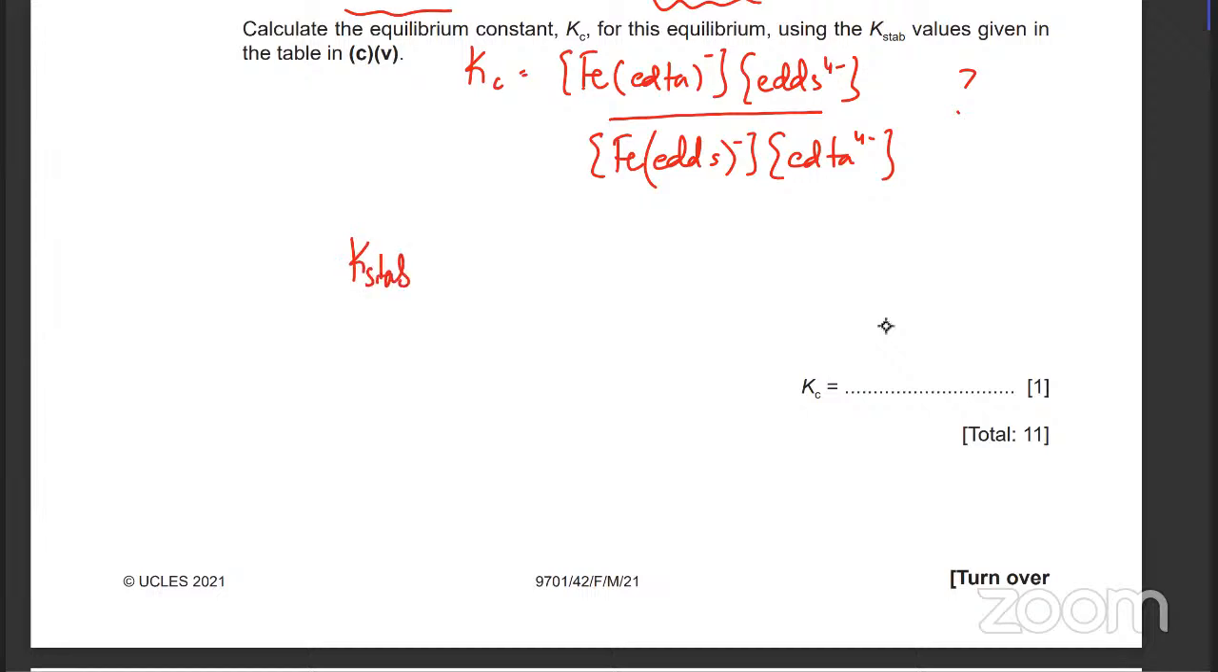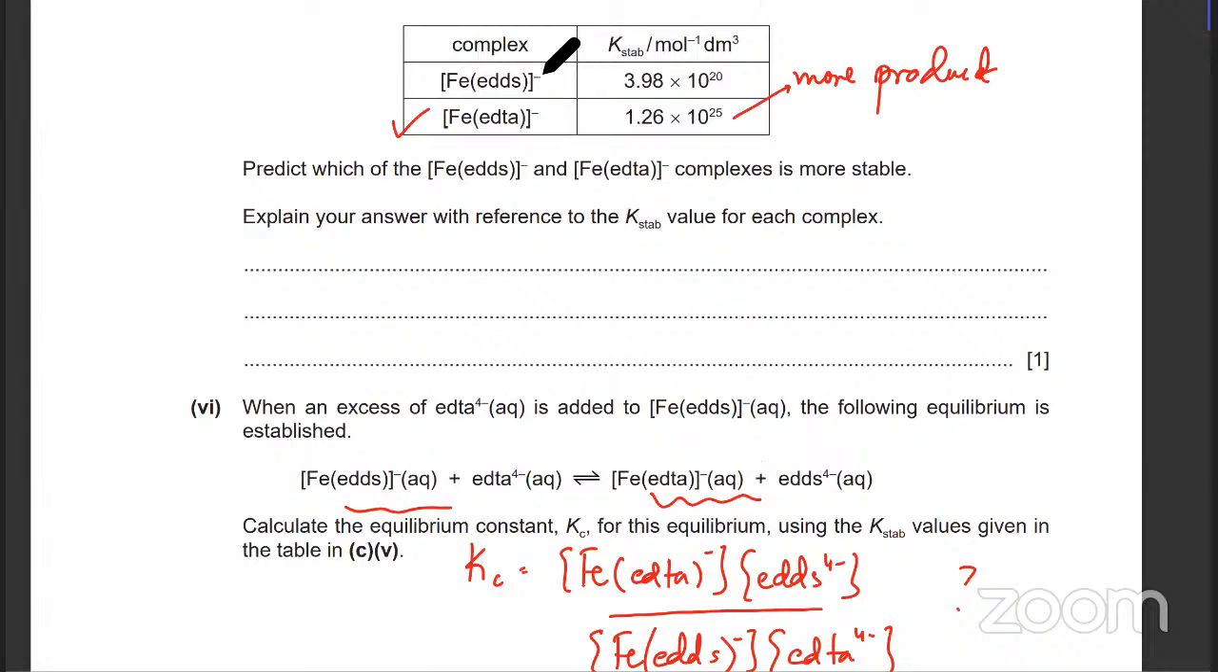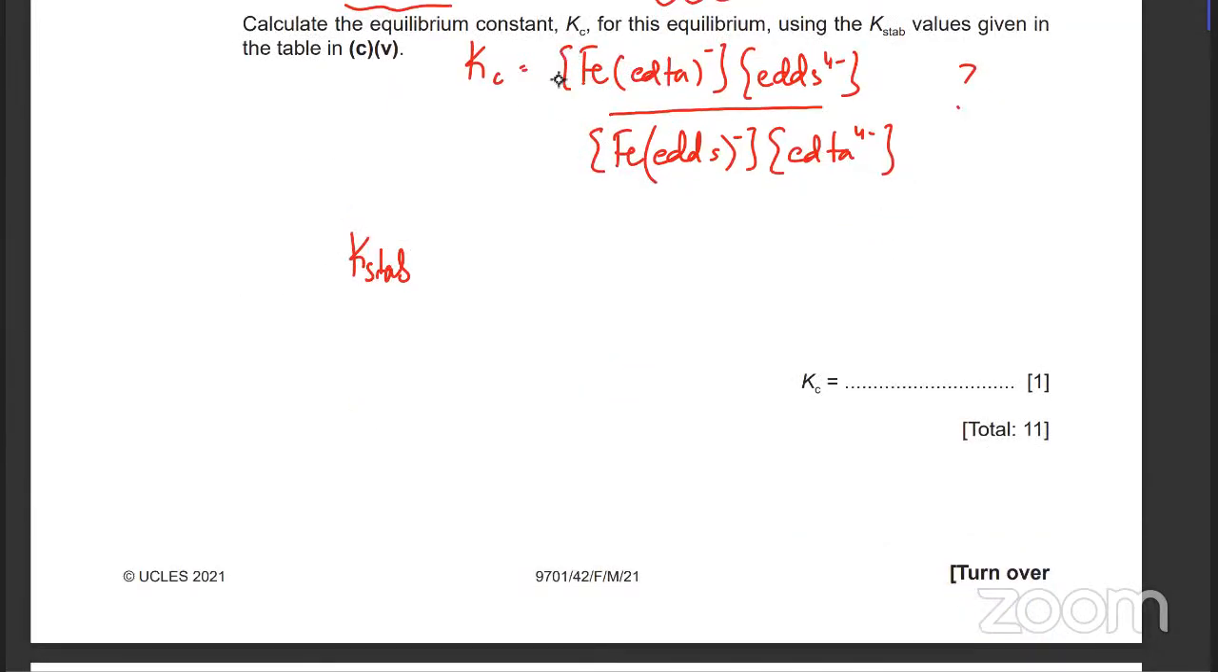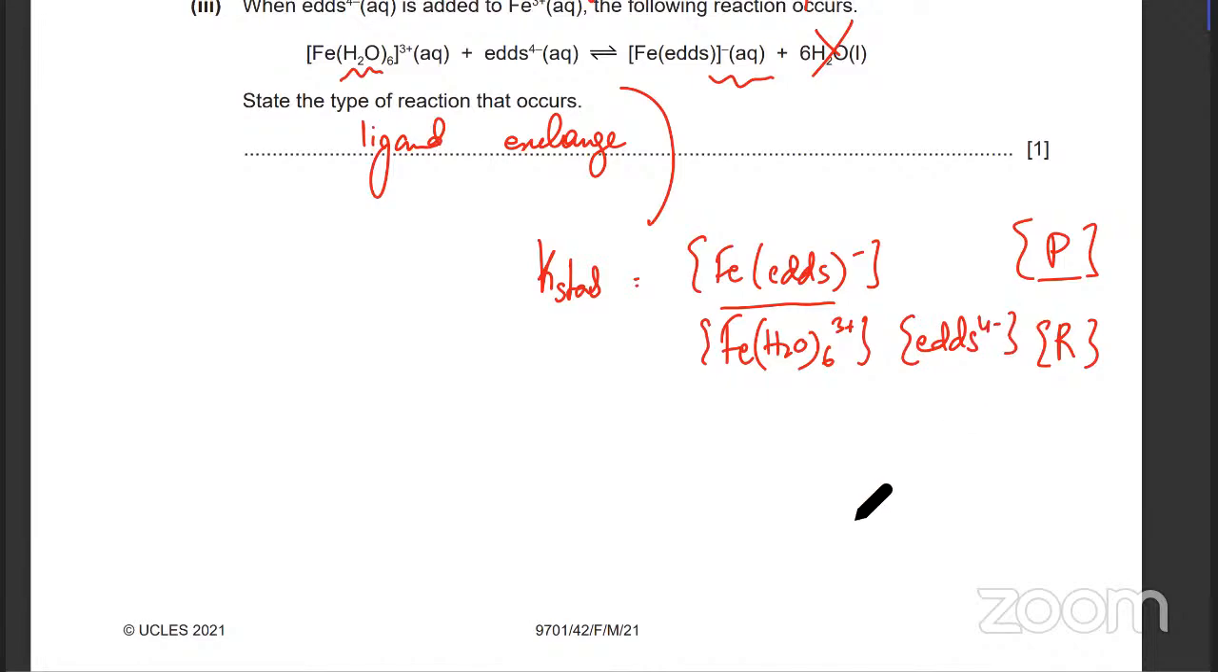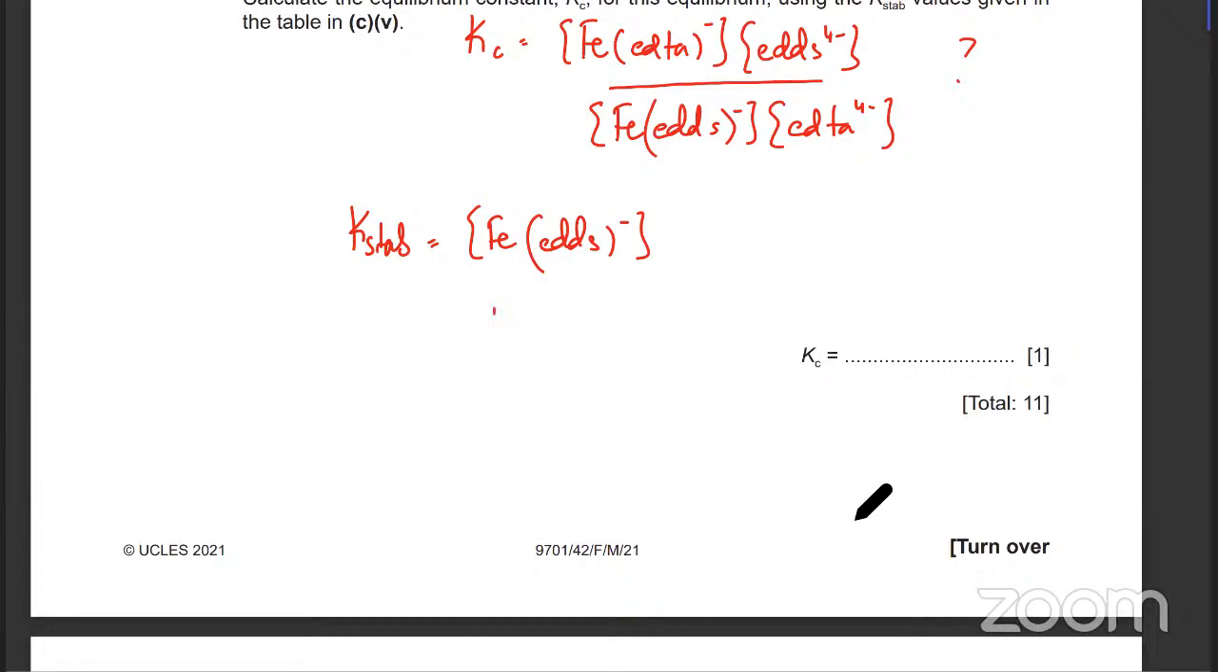So I'm just going to copy K stability for EDDS. So that is Fe EDDS, and that's minus 1, just copying this expression over here, divided by Fe with 6 H2Os, which has a charge of 3 plus, and EDDS 4 minus.